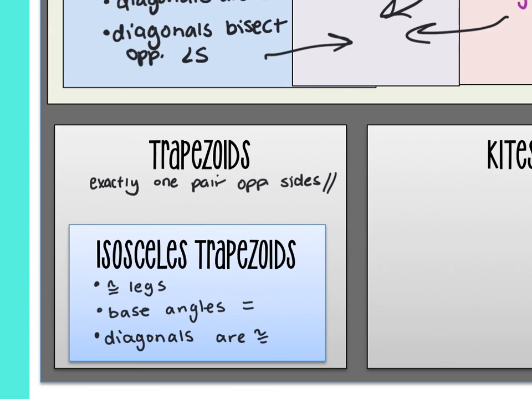So for the rectangle, how come the diagonals don't bisect opposite angles? They don't bisect the opposite angles because the taller that side is, the bigger the gap's going to be on that angle. Does that make sense?